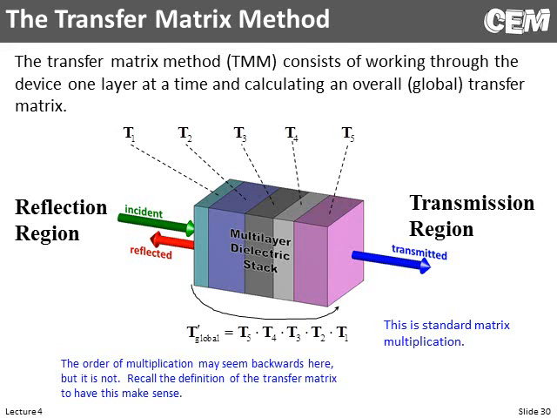But it's not quite the global transfer matrix yet, because remember, the transfer matrix for layer 1 relates the mode coefficients here to the mode coefficients on the outside. So when we multiply all these transfer matrices together, we're going to end up relating the mode coefficients here in the first layer to the mode coefficients out here in the transmission region. Really, we want to relate the mode coefficients in the reflection region to the mode coefficients in the transmission region. That's the global transfer matrix. We got one little more step to do.